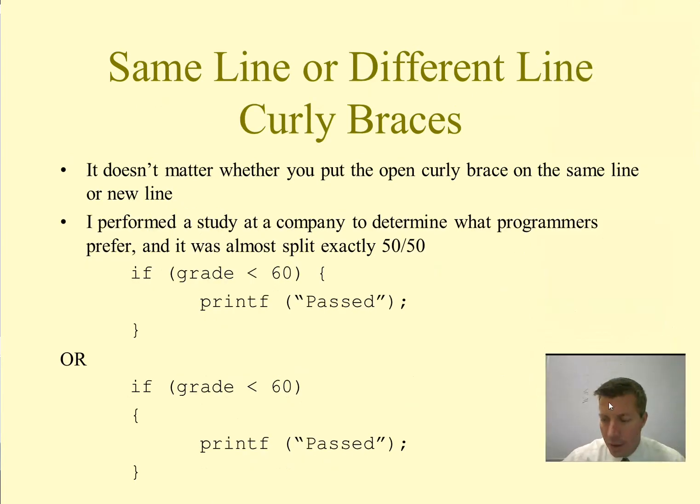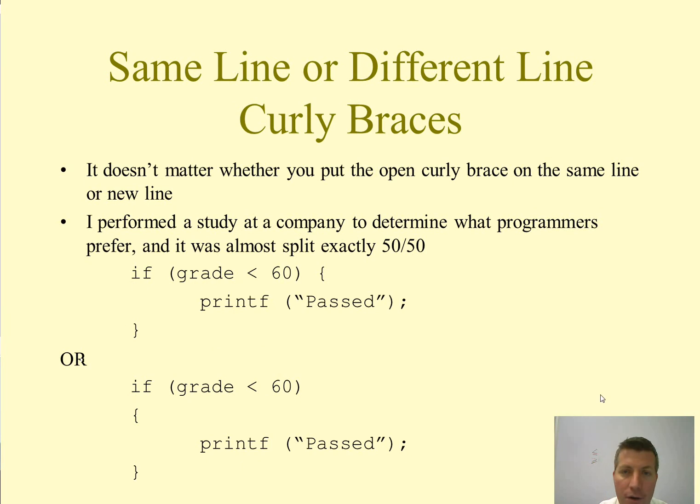Okay, do we put curly braces on the same line or different lines? This is completely up to you. Some people like to put the curly braces on the same line. You see, if grade's greater than 60, I have my curly brace on the same line. That's how I've shown you in this lecture. This is my personal preference. I put the curly brace on the same line, and then my closed curly brace goes on a separate line all by itself. My motivation for doing that is because I like to be able to see more lines of code on the screen at one time.